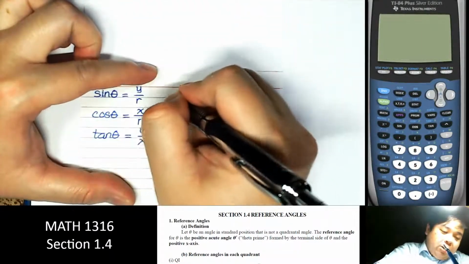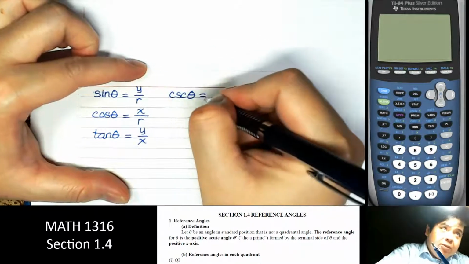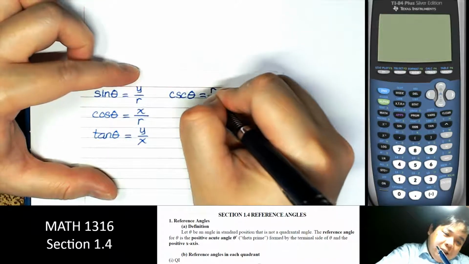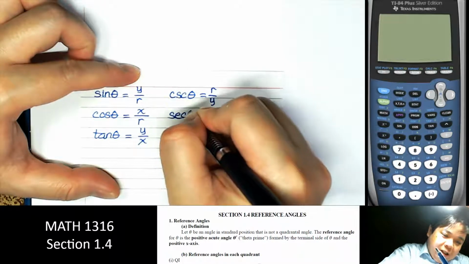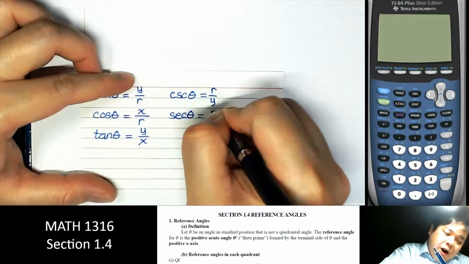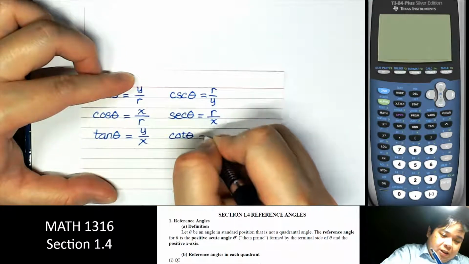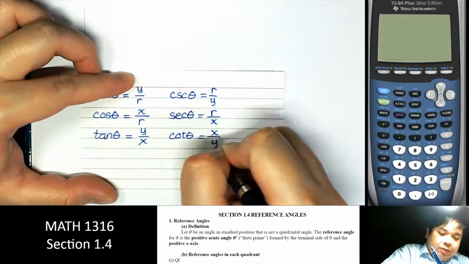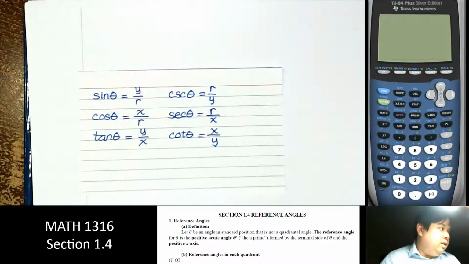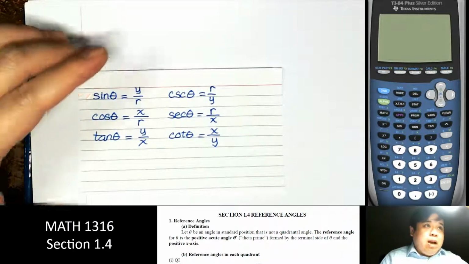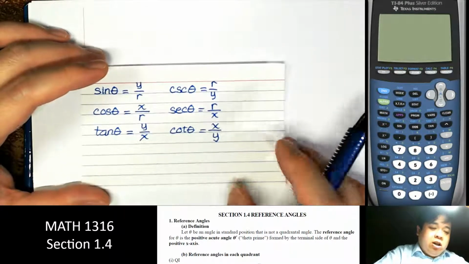And then the reciprocal of sine is cosecant, r over y. Secant is the reciprocal of cosine, so we're going to flip it: r over x. And then cotangent is x over y. So we're going to flip those ratios, and that's what we have. Right. So that is the basic definition of the trigonometric functions.